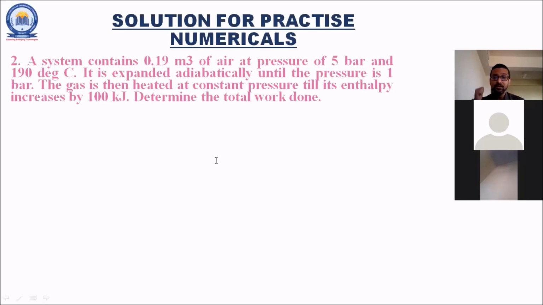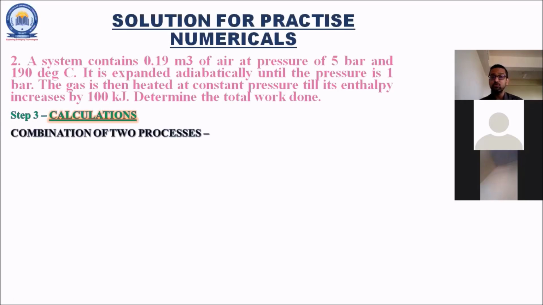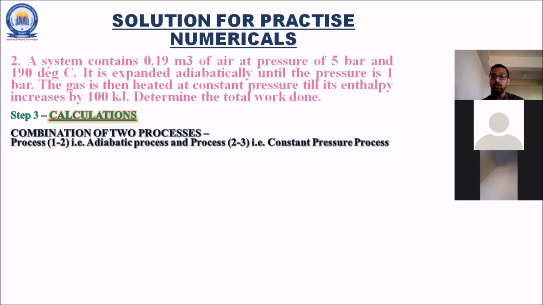The important point in this numerical is that in this numerical, two processes are combined. The first process, that is process 1 to 2, that is considered as the adiabatic process, and the second process, that is process 2 to 3, which is considered as the constant pressure process.